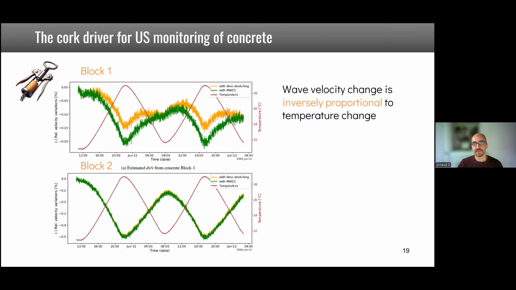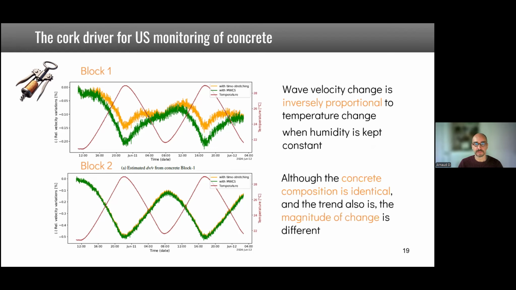We find that wave velocity change is inversely proportional to temperature change. So this is the temperature, and this is the wave velocity. When it increases, wave velocity decreases, same here. So the trend is the same for the two blocks. But remember, this is when humidity is kept constant, of course.